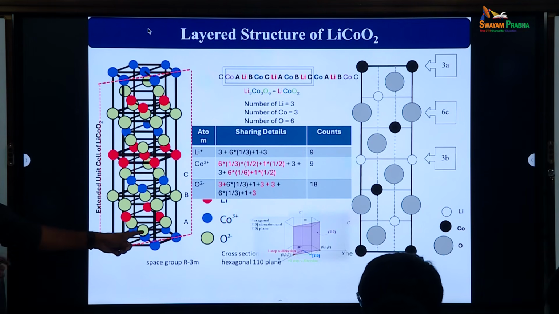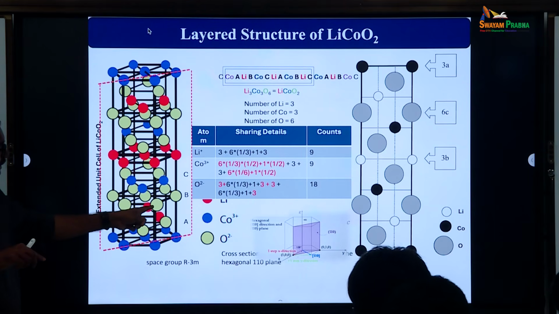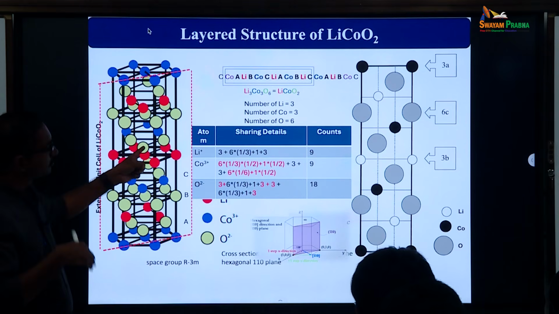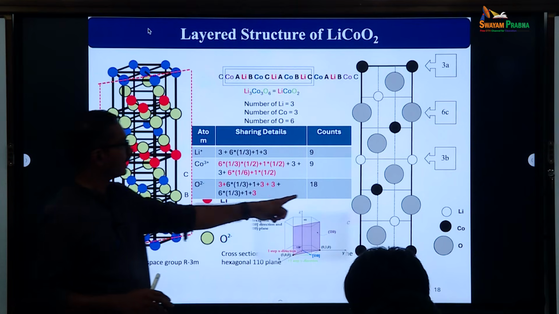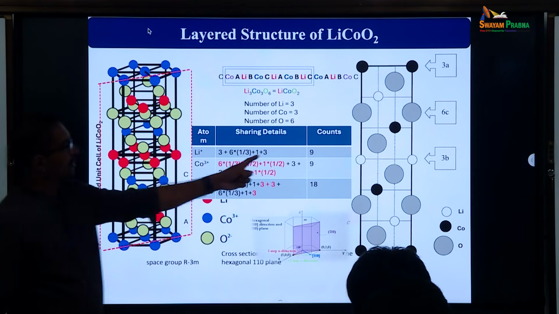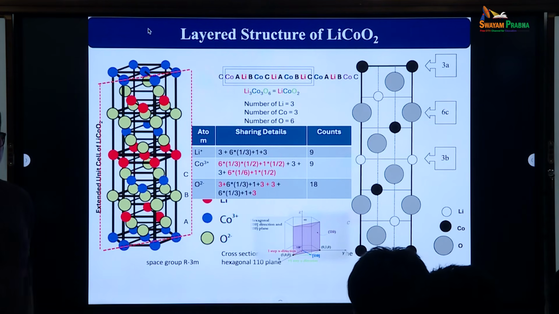For oxide we start here, 3 wholly belong to that. These 3, this one wholly belongs to that, but these are 1/3, and then these 3 belong to that. Again the same trick here, again these 3 here. Then you calculate 18. Lithium you do, you will calculate 9. So I got a formula of Li9Co9O18, divided by 9, LiCoO2.